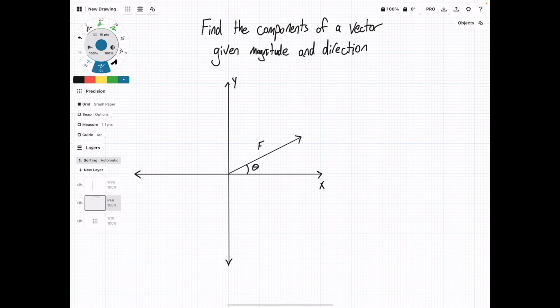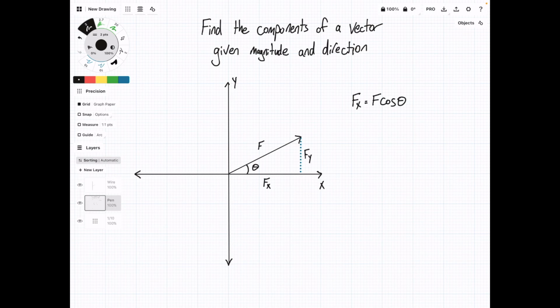And so what we can do to figure out what the x and y components are is simply form a triangle. So we've been doing a bunch of trigonometry in the other videos. Actually, let's label this f of y, and then the bottom part is going to be f of x. So now that we have a triangle, we can very easily figure out what f of x is by taking f times the cosine of theta.